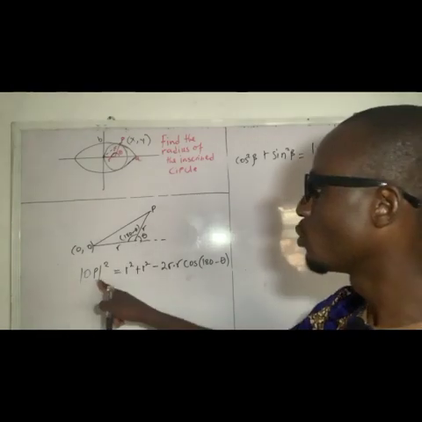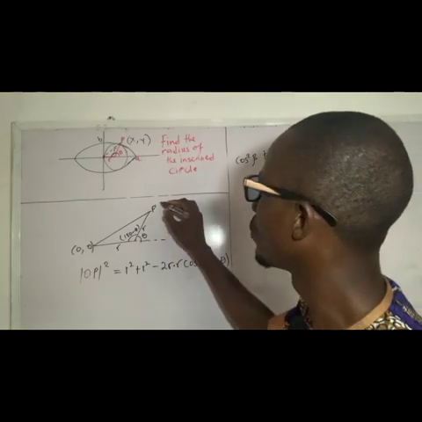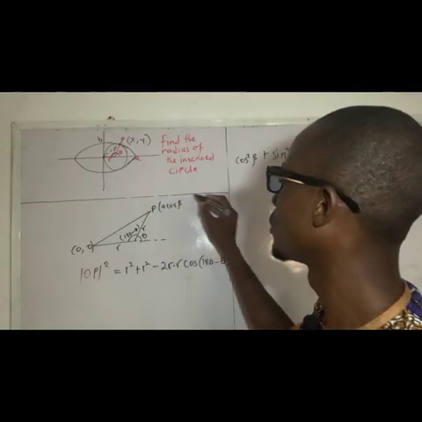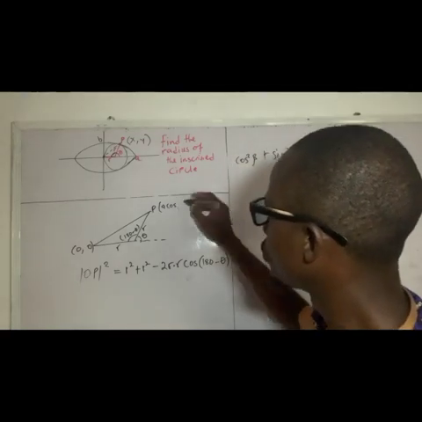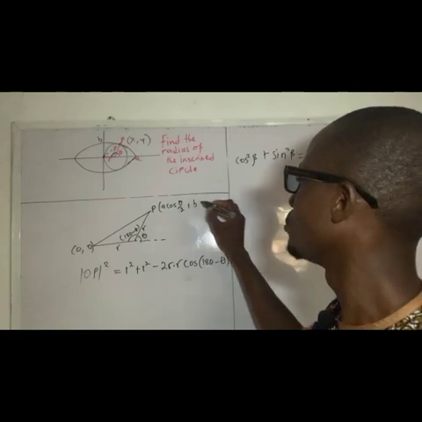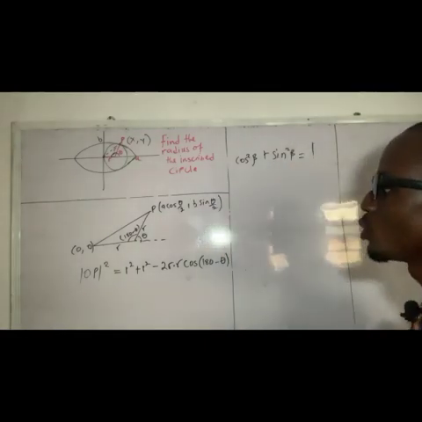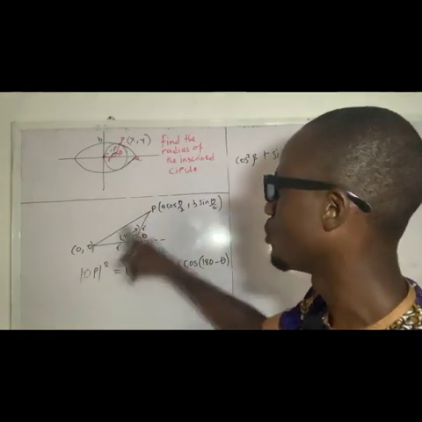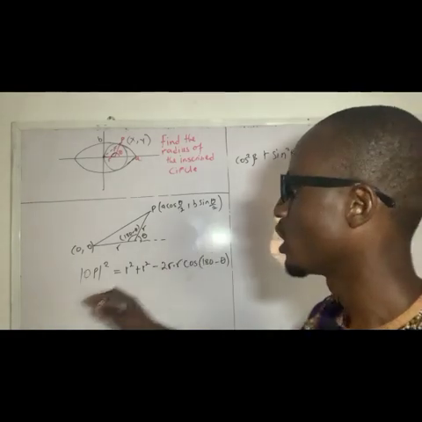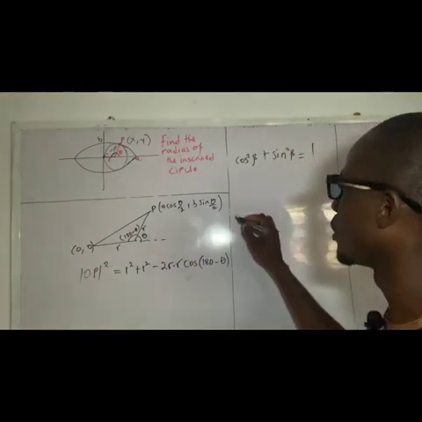So now what is OP squared? How do we find the value of OP squared? We know the coordinate here is a cos beta, which we can turn to theta over 2, and we know the coordinate here is b sine theta over 2 as well. So how do we find the distance from here to here, which is OP?